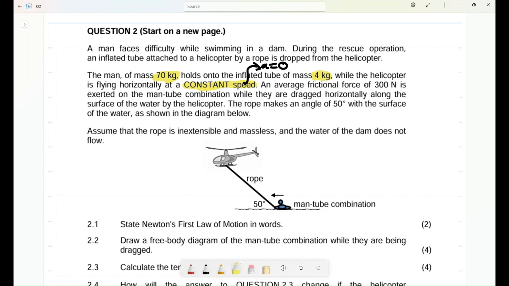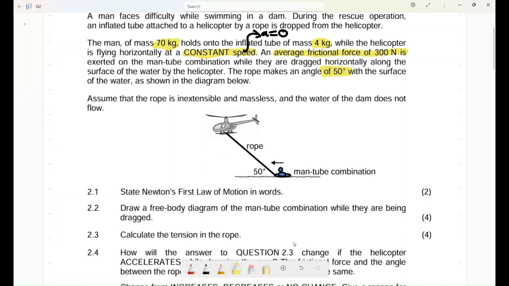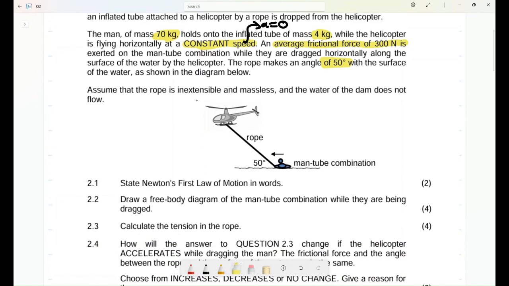An average frictional force of 300 newtons is exerted on the man-tube combination while they are dragged horizontally along the surface of the water by the helicopter. The rope makes an angle of 50 degrees with the surface of the water as shown in the diagram below. Assume that the rope is inextensible and massless and the water of the dam does not flow, okay?